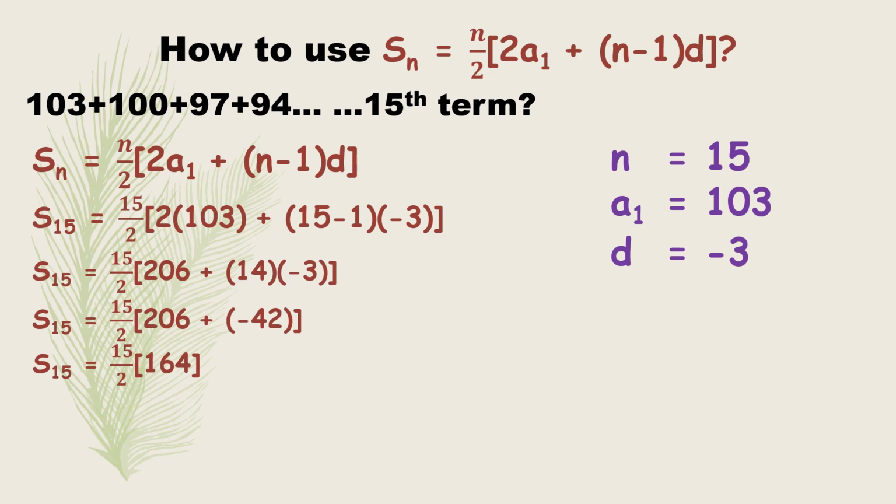For this one, we're going to simplify 164 over 2. We're going to cancel 164 and 2, which will give us 15 times 82. So now we multiply these numbers, we will have s sub 15 is equal to 1,230. So the sum of terms of 103 plus 100 plus 97 up to 15th term is 1,230.